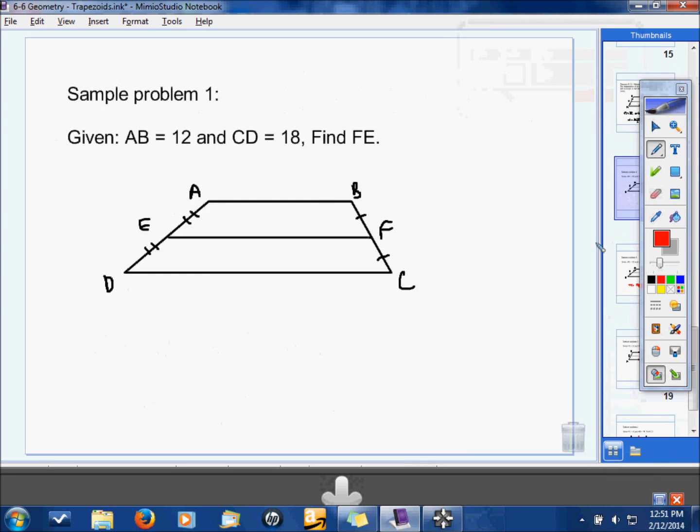All right, so here's an example. Here we have a nice trapezoid. I on purpose made it not look isosceles so everybody didn't think they had to be. And we're given that AB is 12 and CD is 18. Now this is actually the easier type of problem, and we need to find FE.